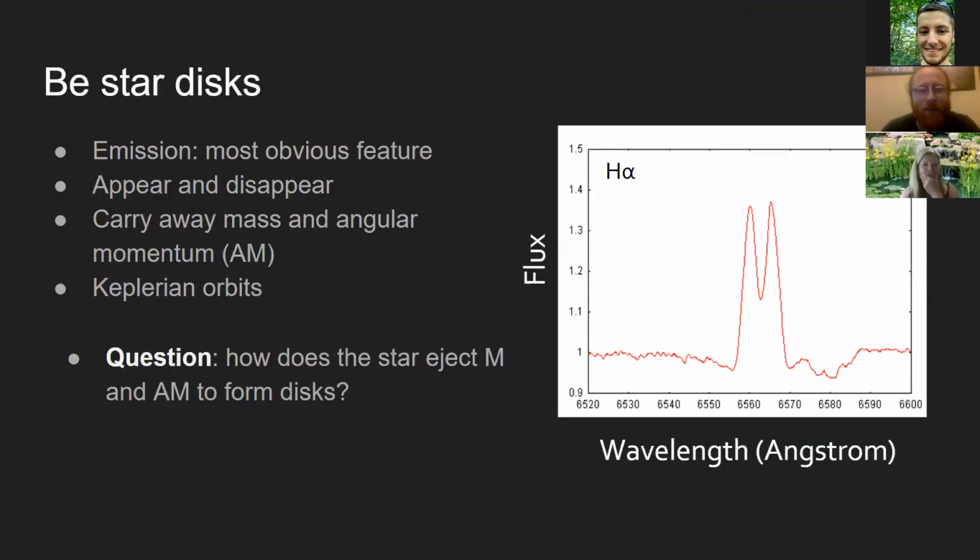The disks of BE stars are their hallmark observational feature. On the right, you can see a movie of an H-alpha profile of a BE star disk. You have this double peaked emission feature because the disk rotates with a Keplerian velocity profile. These disks vary over time in strength and in their radial density profile. They can appear and disappear. They also carry away mass and angular momentum from the system, so they cause stars to lose angular momentum in some fraction over their main sequence lifetime.